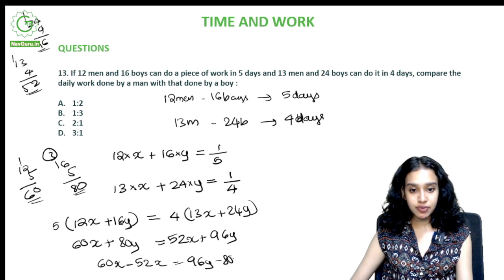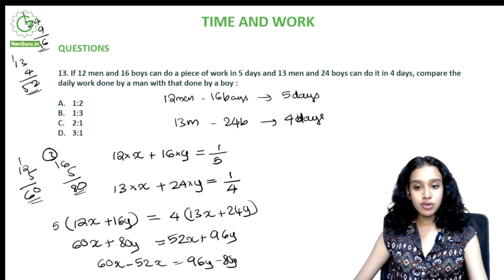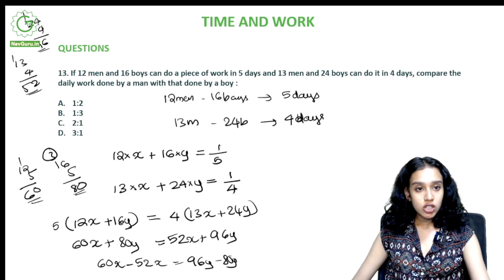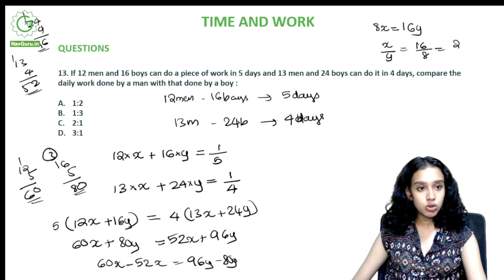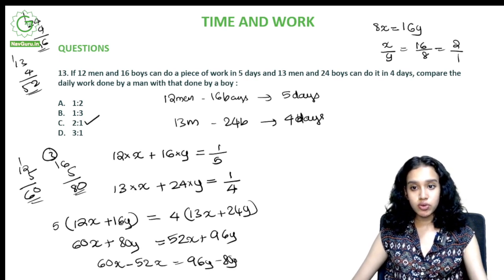So let's subtract it from here and there and we get 60x minus 52x is equal to 96y minus 80y, right? So 60 minus 52 becomes 8x. So 8x is equal to 96 minus 80. We have 1 and 6y. So x by y ratio is equal to 16 by 8, which is equal to 2 by 1, which is equal to 2 is to 1.